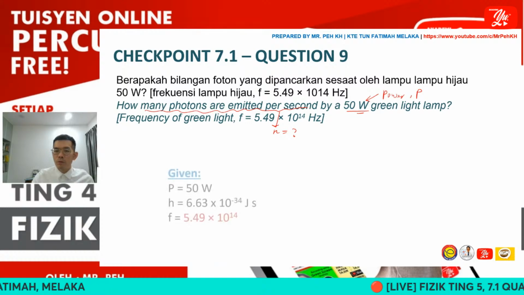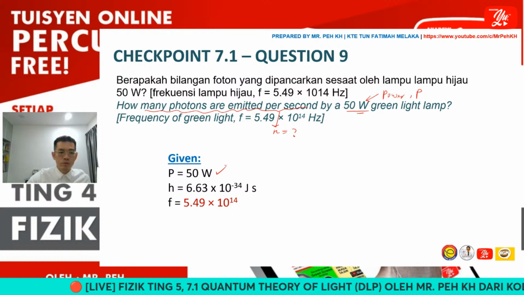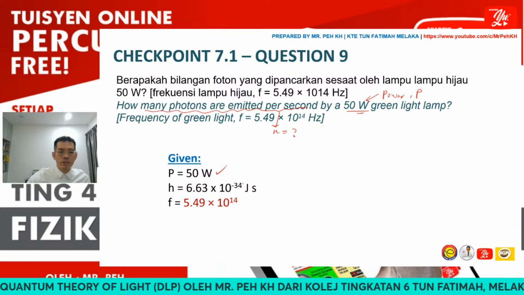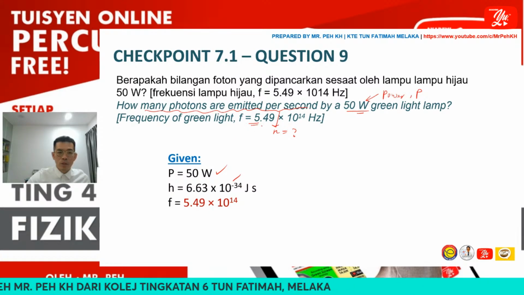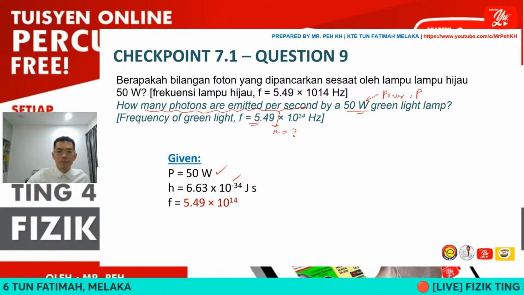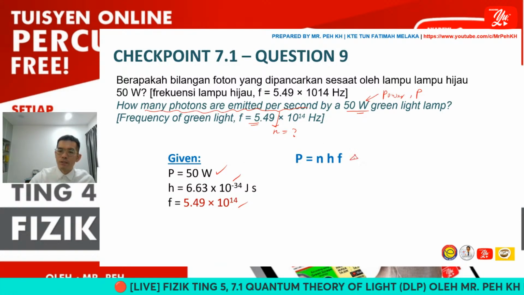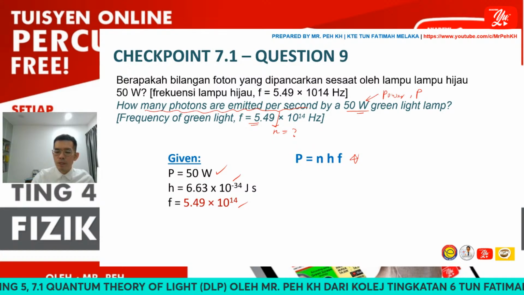So what is the formula you are going to use? Here the question gives us P equal to 50, h equal to 6.63 times 10 power negative 34, which is the fixed value, and then the frequency is given by the question, where f equal to 5.49 times 10 power 14 hertz. Now we have to find n. So we will apply the last formula we learned, P equal to nhf. We will arrange the formula.